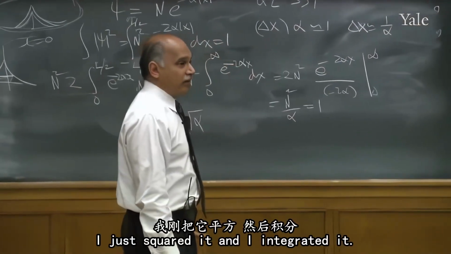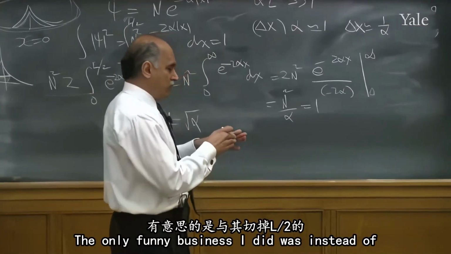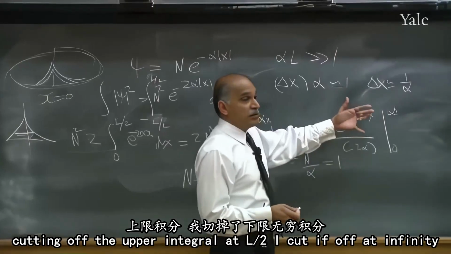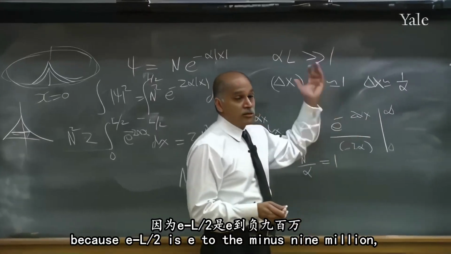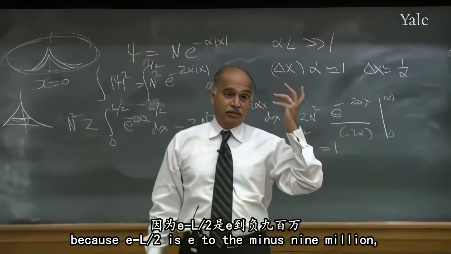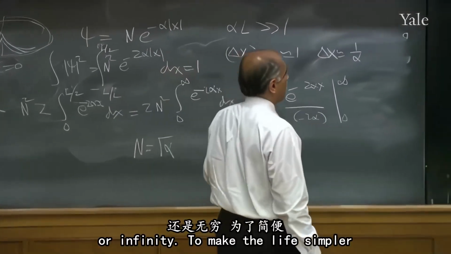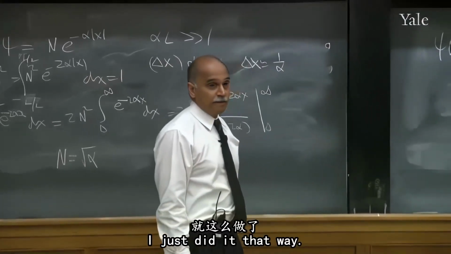I just squared it and I integrated it. The only funny business I did was, instead of cutting off the upper limit of the integral at L over 2, I cut it off at infinity, because e to the minus L over 2 is e to the minus 9 million, let's say. So I don't care if it's 9 million or infinity. To make life simpler, I just did it that way.